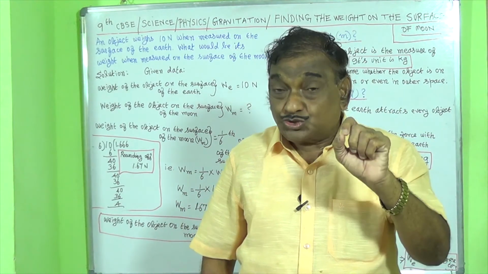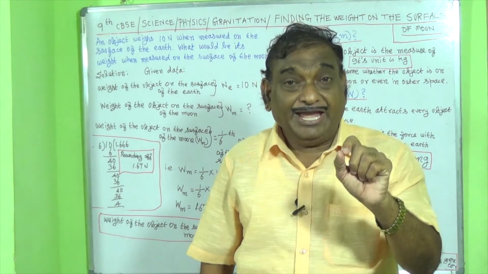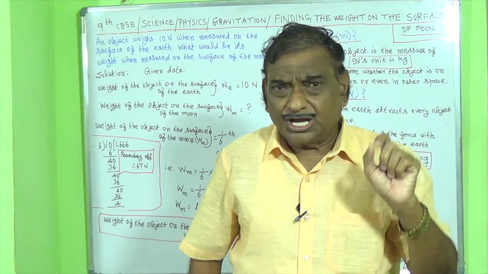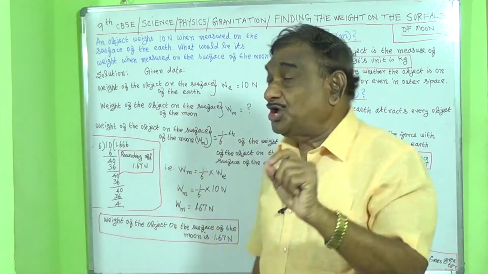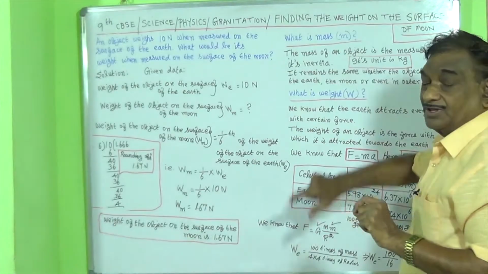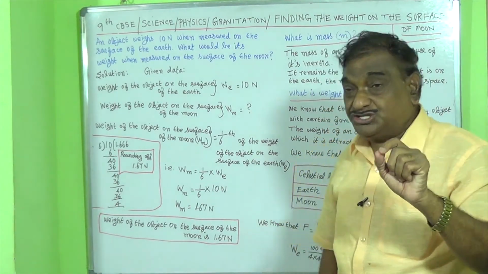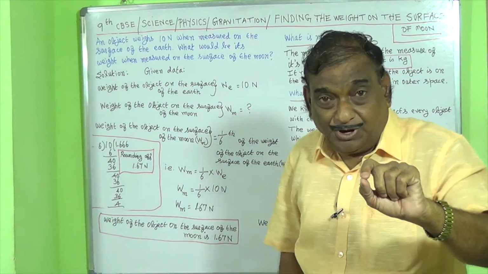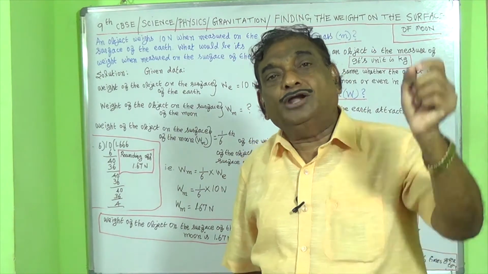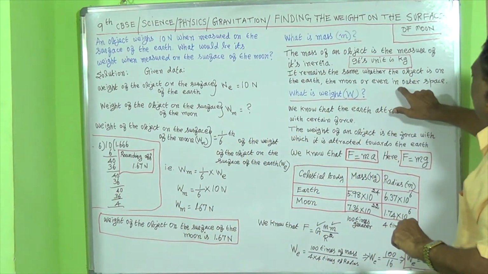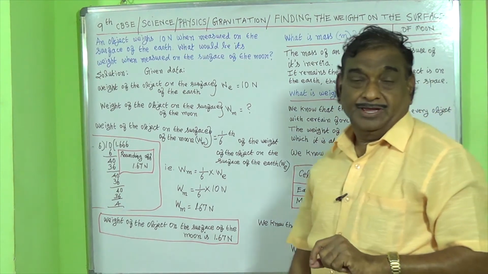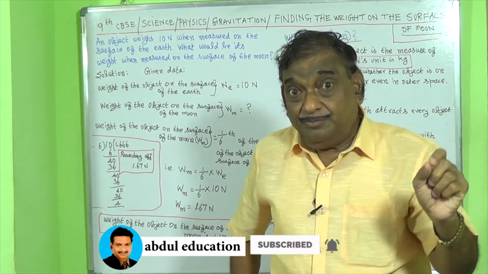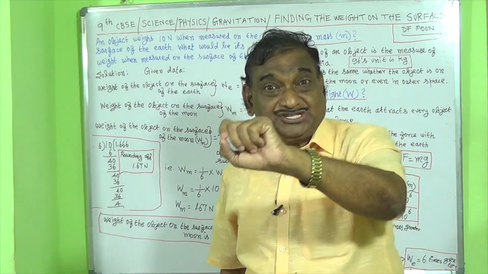I would like to say, what is the difference between mass and weight? What is mass? Mass is the measure of inertia. The unit of the mass is kilogram. The mass will remain the same on the earth or on the moon or even in outer space. But weight is not the same. It will be different at different places.